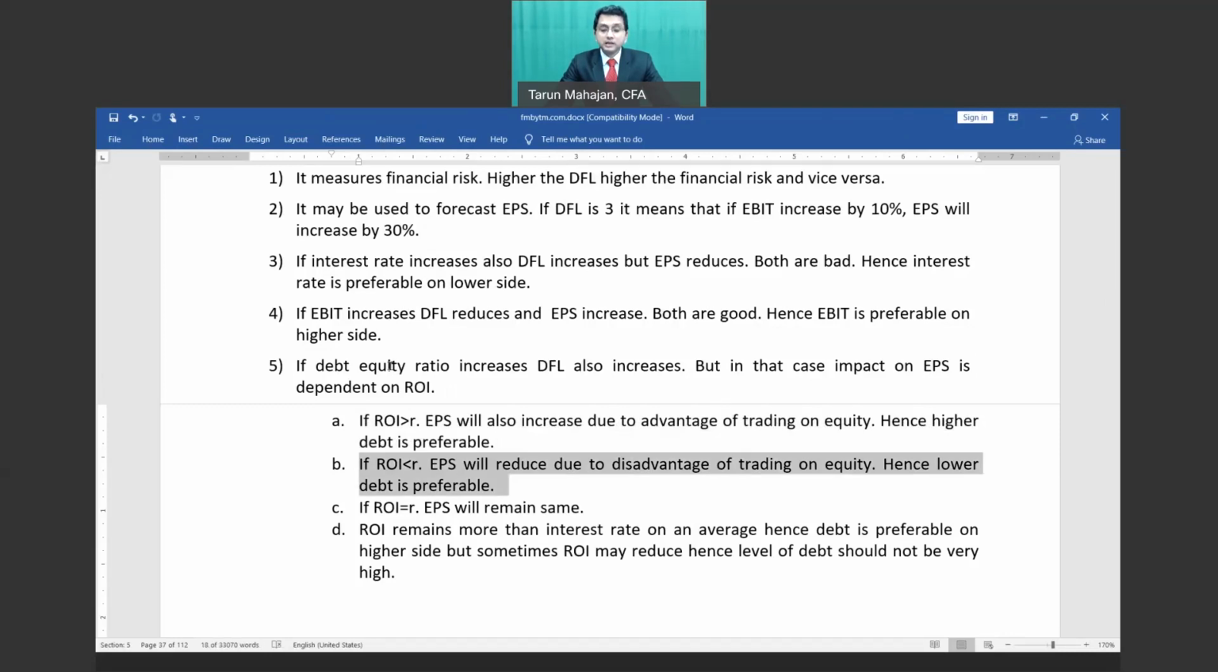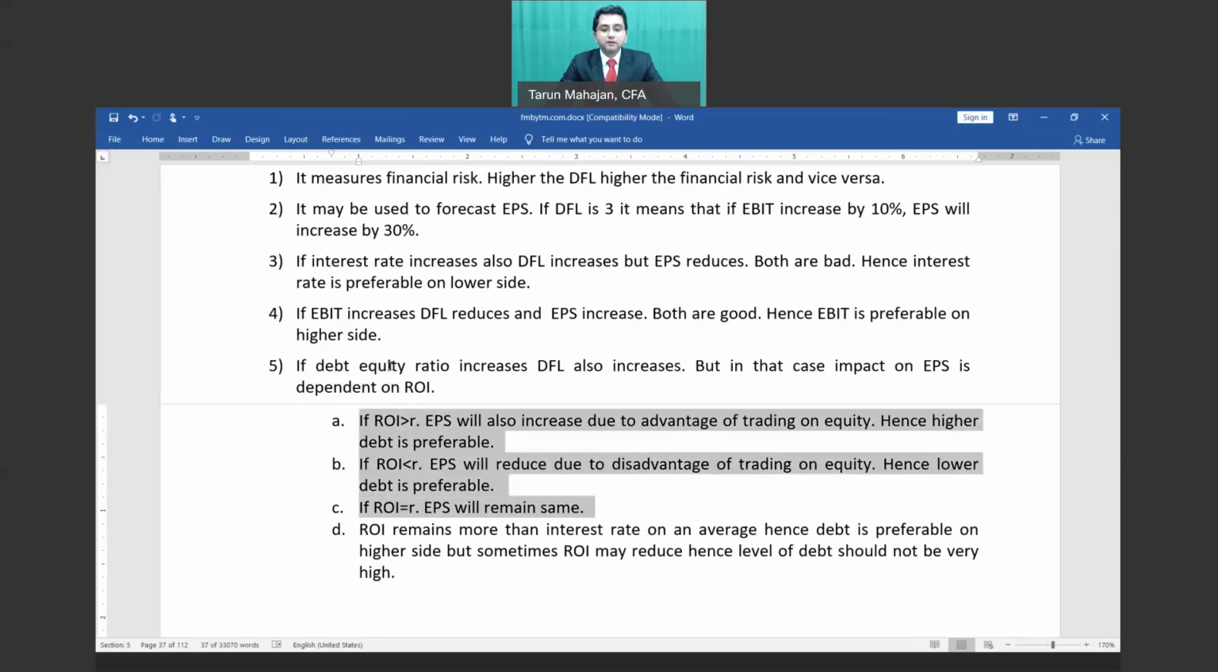But if ROI is less than interest rate, in that case, there will be disadvantage of trading on equity, and EPS will reduce if you borrow more amount. If ROI is equal to interest rate, then the amount of debt in your capital structure will not affect the EPS, and EPS will remain same.